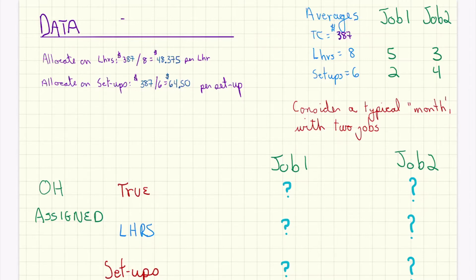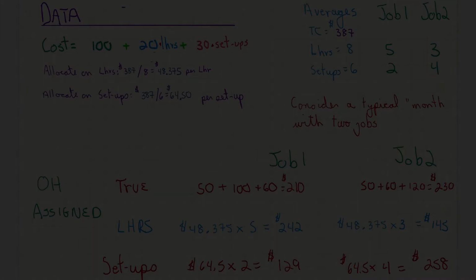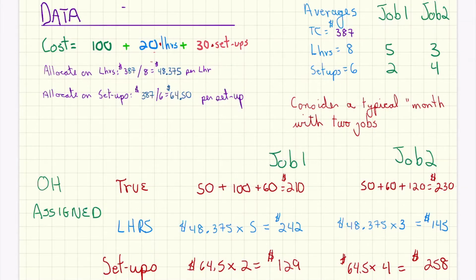We're going to look at what the overhead costs would be if we allocated using the true model, what the overhead costs would be if we use labor hours as the basis for allocation, and then how about if we use the number of setups as the basis for allocation. All right, so now we're going to work through those possibilities.